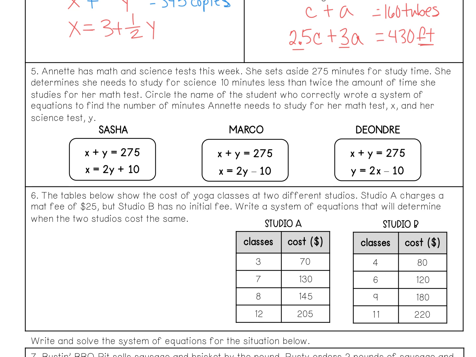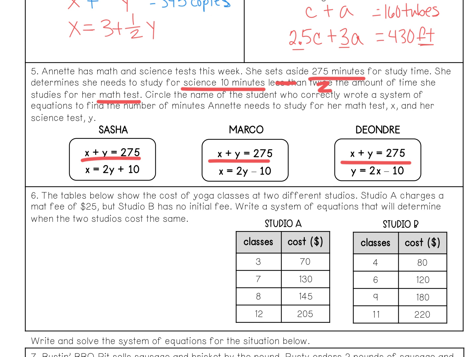So Annette has a math and science test this week. She sets aside 275 minutes for study. So that's going to be one of our constraints. All of these say equal 275. I want you to notice also that all of these have the same first equation. So really we're focused on that second one. She needs to study for science 10 minutes less, and less is a minus. Twice is 2. Twice math. Circle the name of the students who correctly wrote the system.